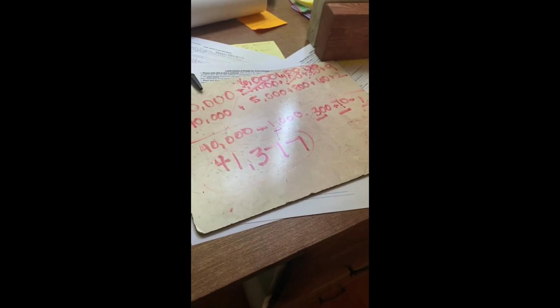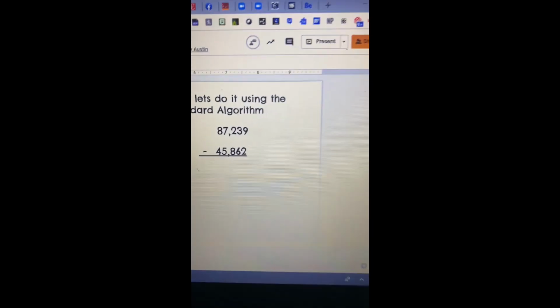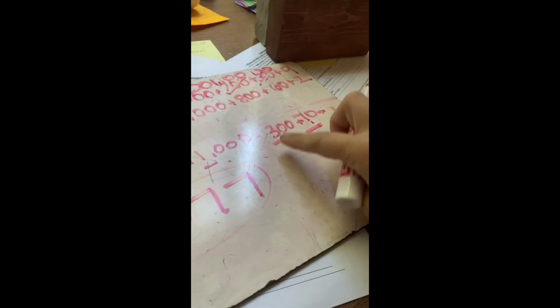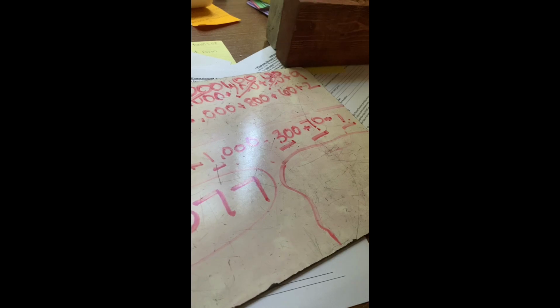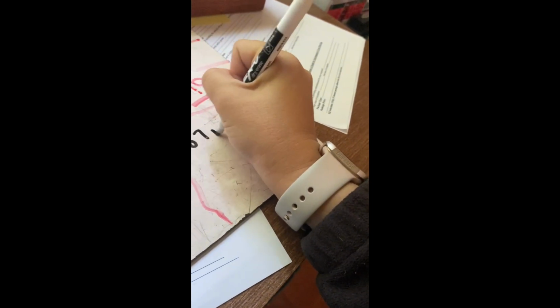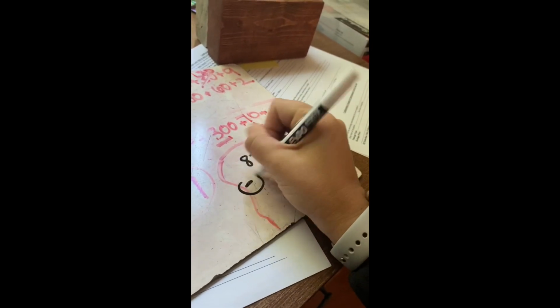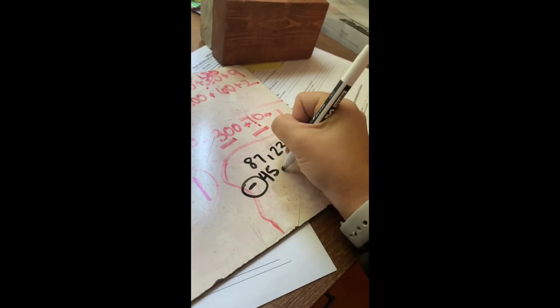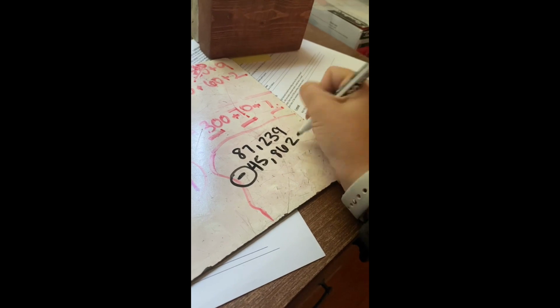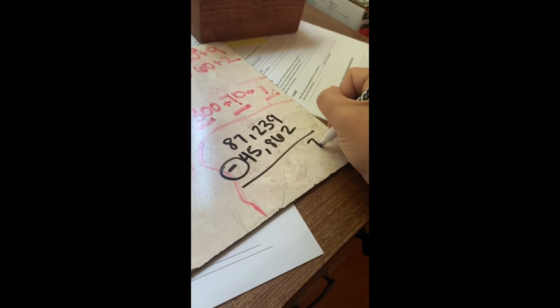So I want to compare what we just did to how we could do it using the standard algorithm. All right, so we're looking at the same numbers, and I kind of wish I had more room, but we're going to make this work. We're going to change pens. All right, so if I have 87,239, and I'm going to subtract 45,862. 9 minus 2 is 7.